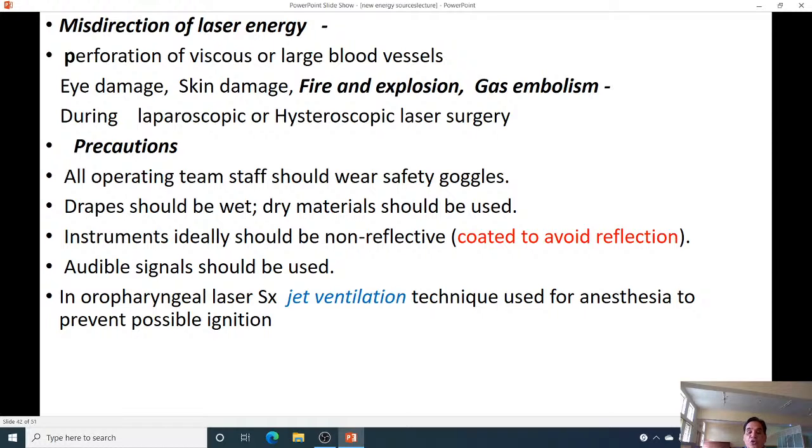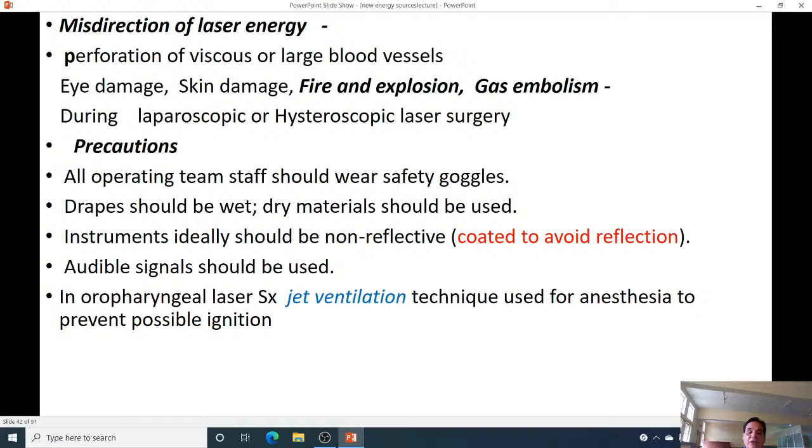So instruments should not be reflective. That means the rays should not be reflected to the other side. They will act on the other side. So non-deflective, very important. The instruments are coated to avoid reflection. What is reflection? You want to operate at one side and the rays get reflected to the other side. That must be avoided. There are signals and you must follow the signal. Ting, ting, ting. The moment the signal is over, don't use it. That means your job is done.